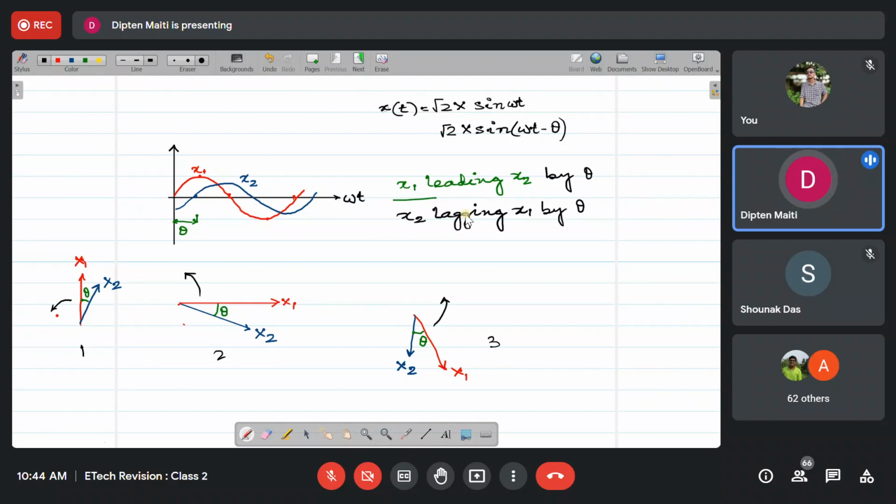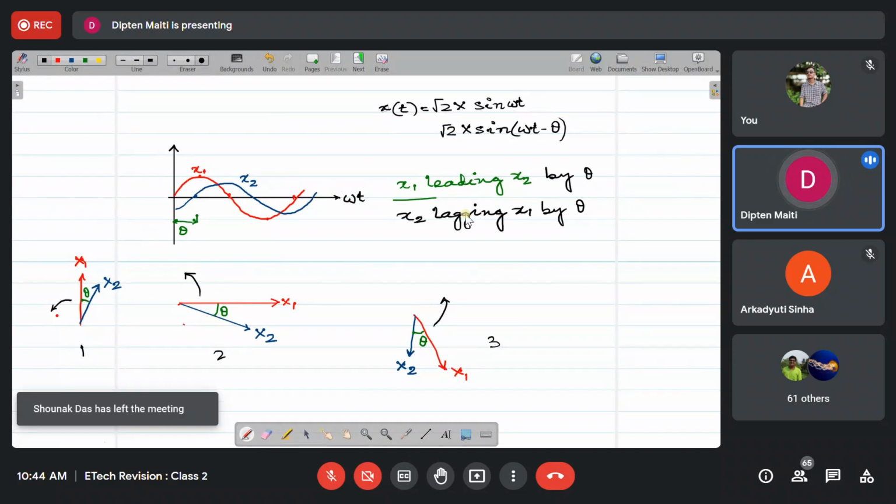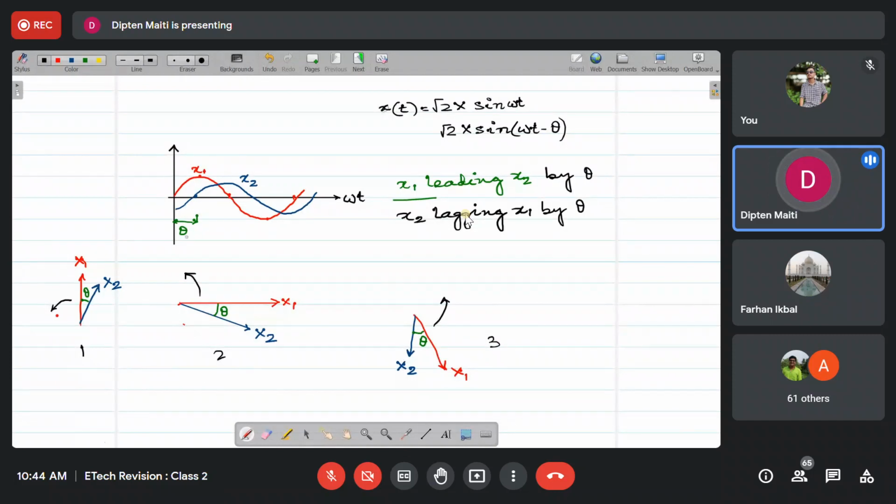However, if x1 and x2 are of similar quantity, let's say both are voltages, you have to use the same scale. If one of them is voltage and one is current, you can use any scale for the two of them. If both of them are current, once again, you have to use the same scale.